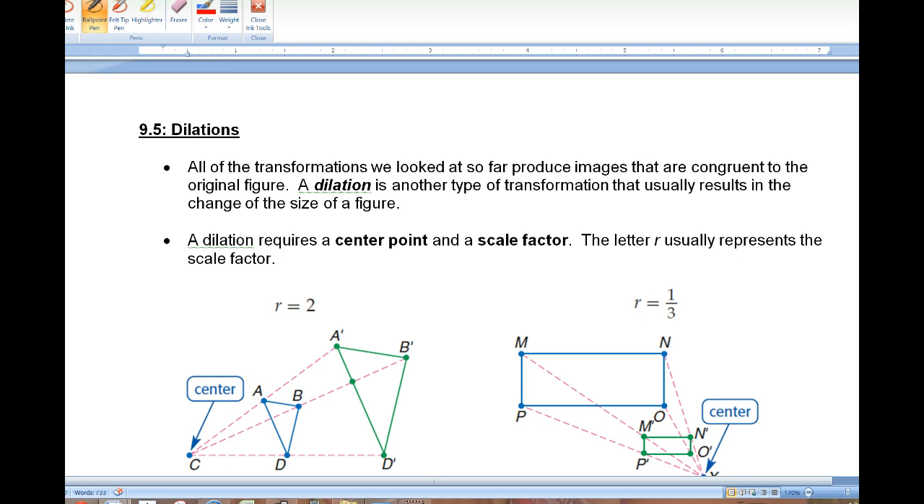Transformations that we've looked at so far have all been congruent. We had a word for that. Well, they're similar, that's true, but it starts with an I. Isometry.